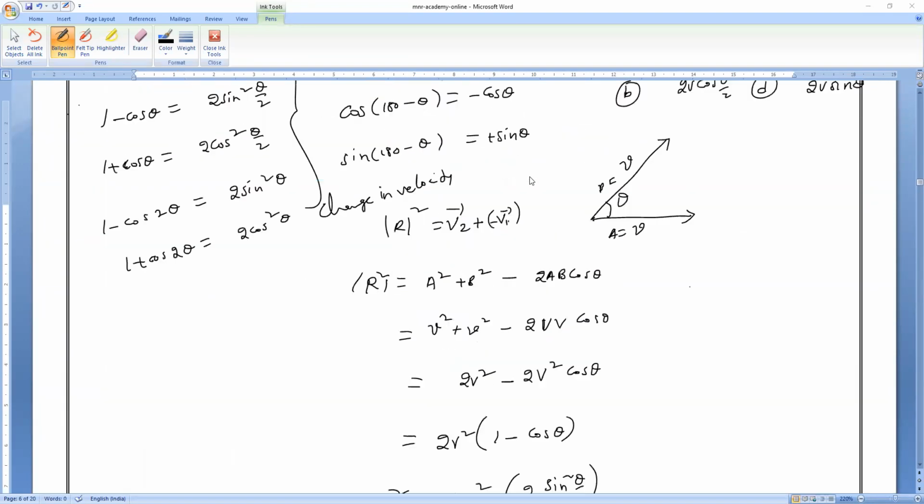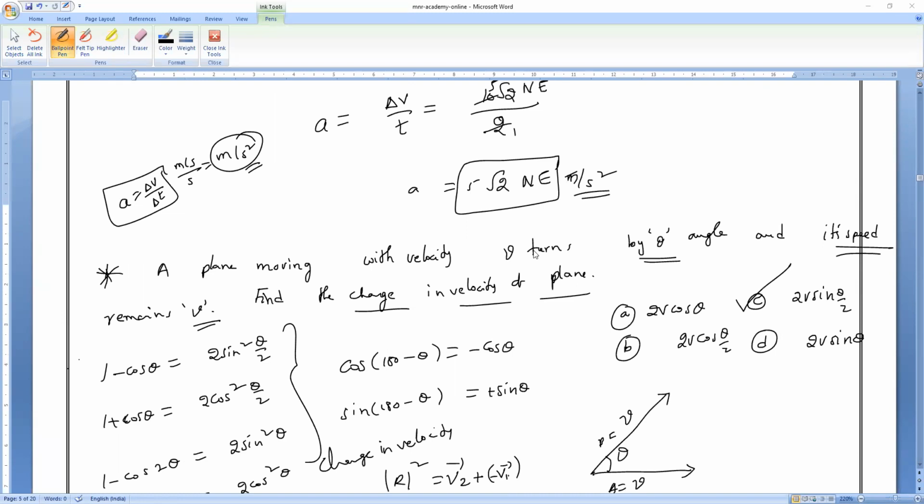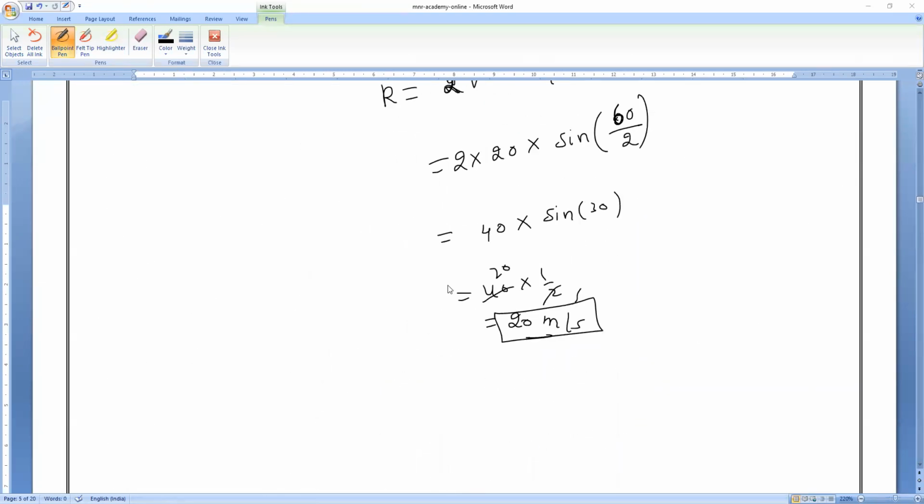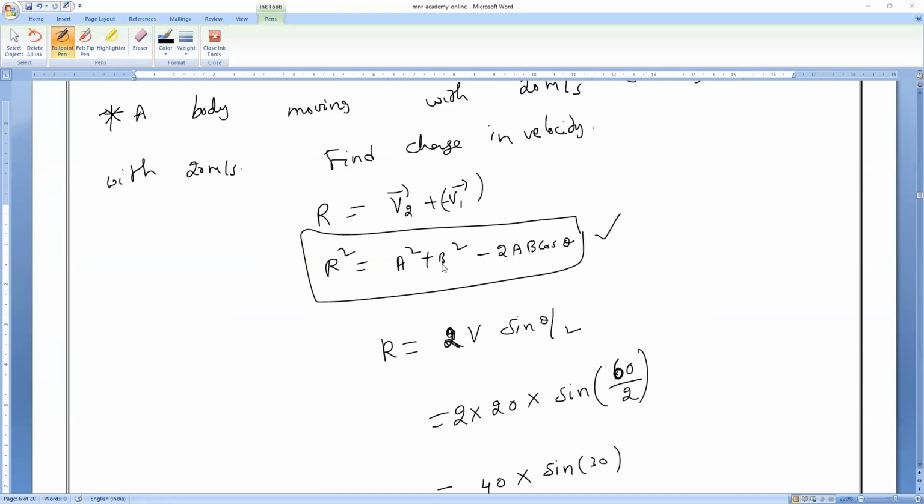So whenever a body with velocity v turns by theta and continues with the same speed, you can directly use the formula for the change in velocity: R is equal to 2v sin theta by 2. That is the reason we derived that formula.